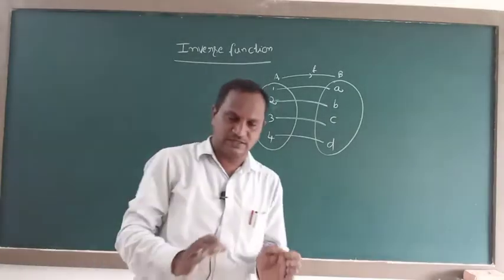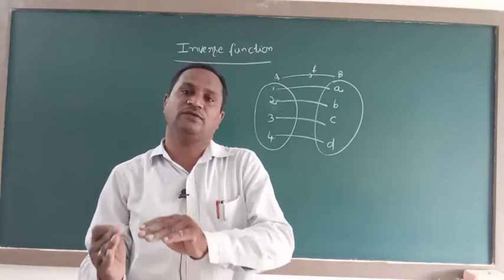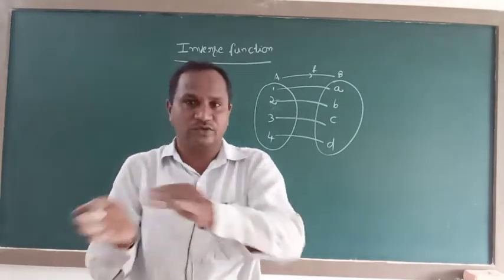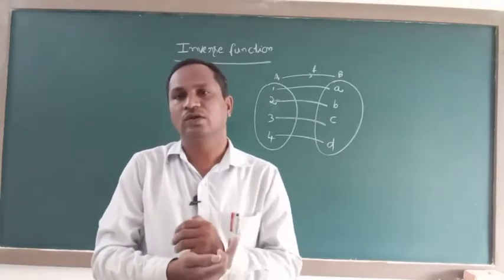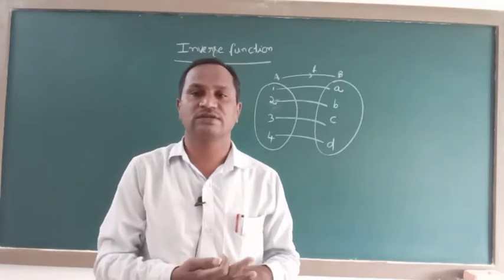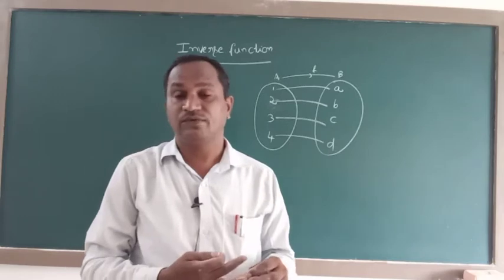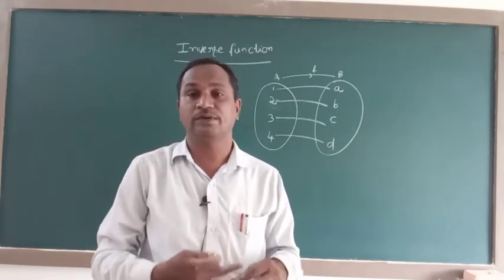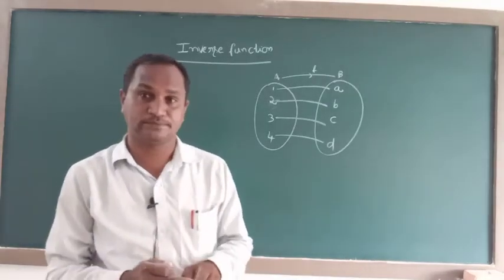Inverse function means A to B forms a function, then f should form a function from B to A also. If you can move from B to A also, then f is an inverse function. Then f is also said to be invertible. f becomes an inverse function if you can move from B to A.